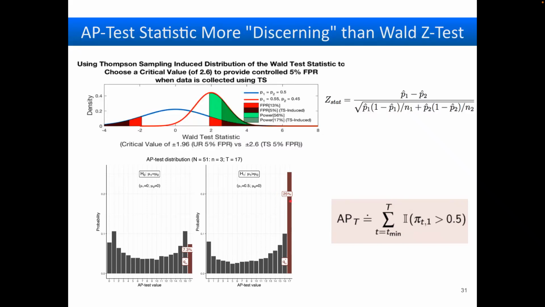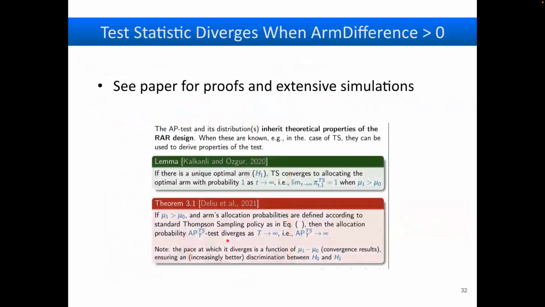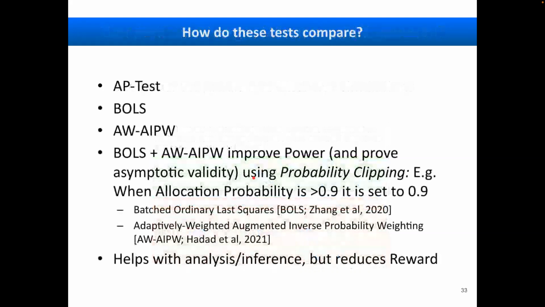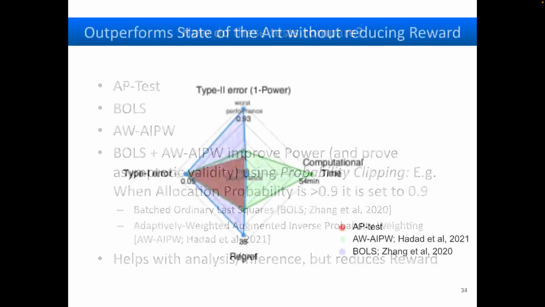So again, you set your alpha false positive rate based on that. And there are some corrections you have to do and so on. And so the paper has some extensive simulations. And so how do these tests compare? The AP test, Batch OLS, which as we mentioned can improve power, but with probability clipping it can reduce reward. And I'm not sure it's the case that one test will always be better, right? We're exploring the space of these options, and some are more intuitive than others for practitioners and scientists.